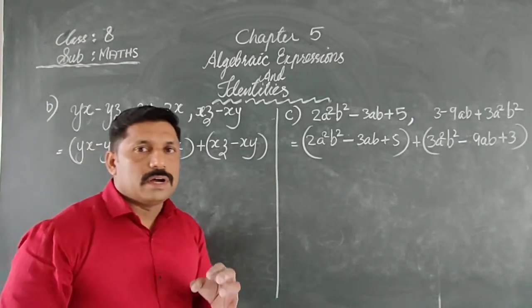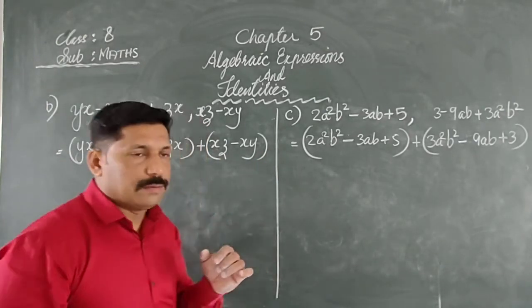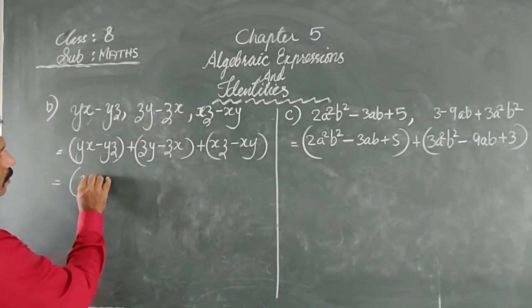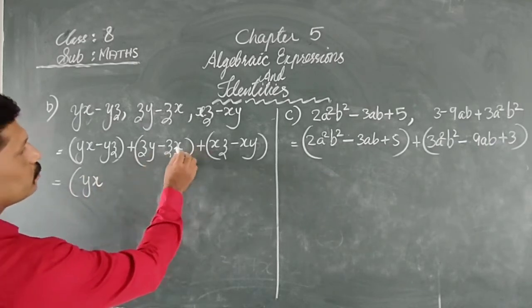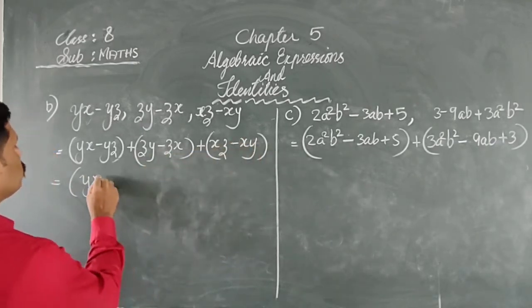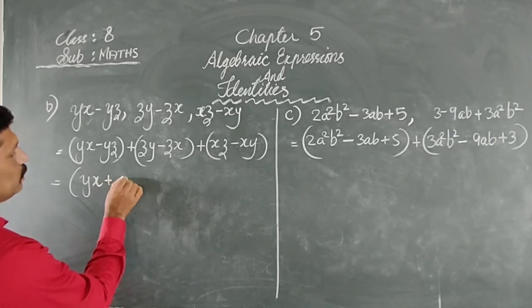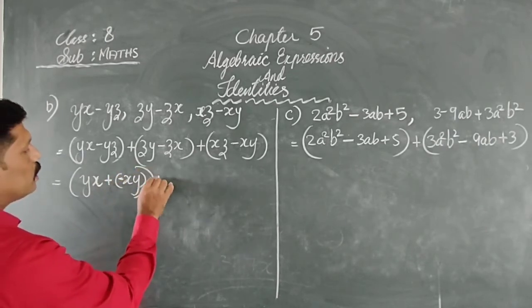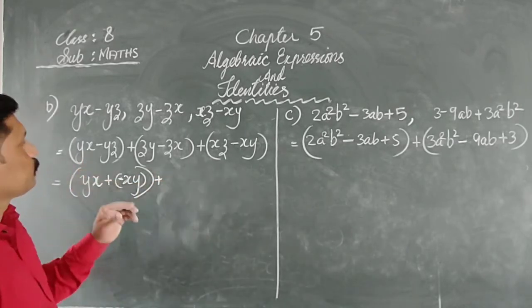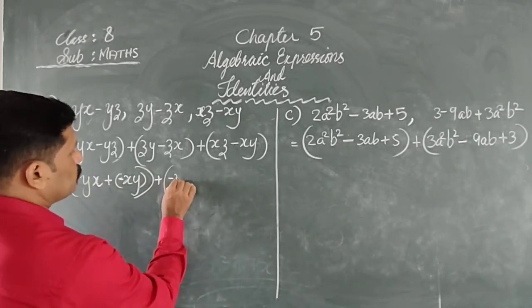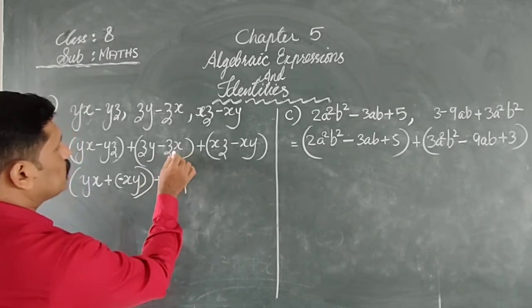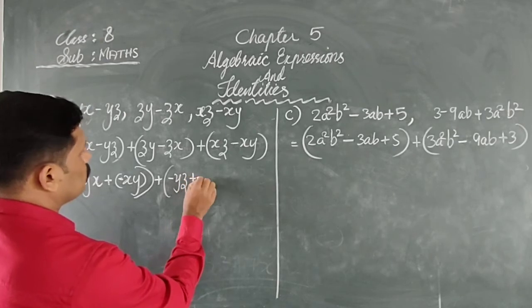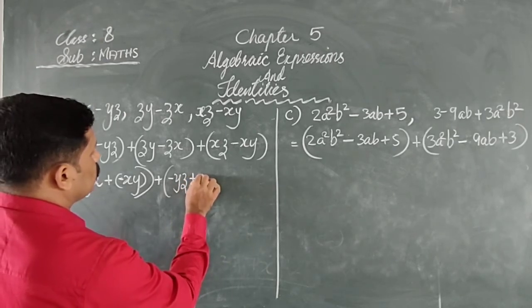Now we want to select which are the like terms that we group together. Here yx. Is any other yx there? Yes, negative xy. So yx plus negative xy. xy and yx are the same. So this is one group. And next, negative yz. Is any other yz there? Yes, one yz is there, that is positive yz, plus zy.